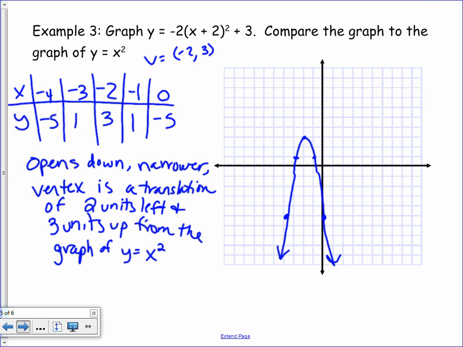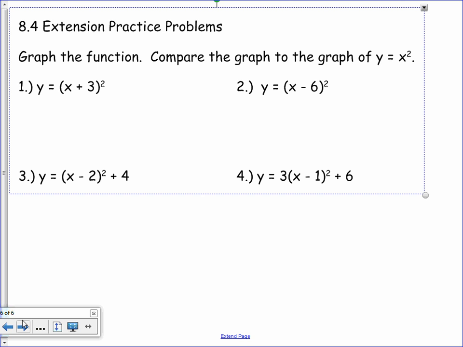All right, and then you have 4 practice problems. You're going to graph them and compare them to the graph of y equals x squared. Remember that a good starting point for points in your XY table would be the vertex, which is the h, k. In this case, the h would be -3 for number 1, and the k would be 0 because it doesn't say anything. So that vertex would be -3, 0 for number 1.